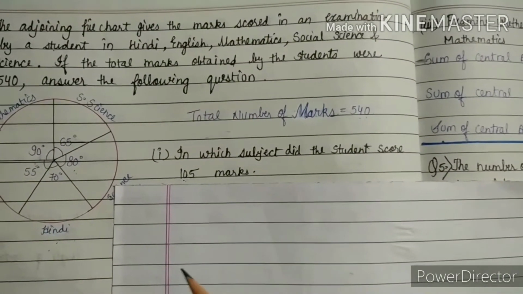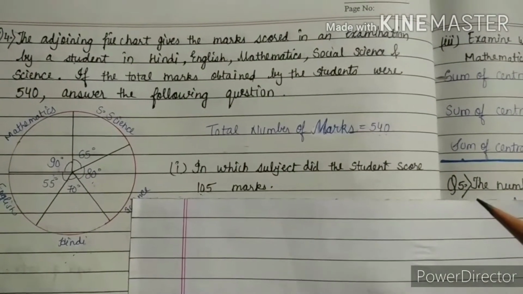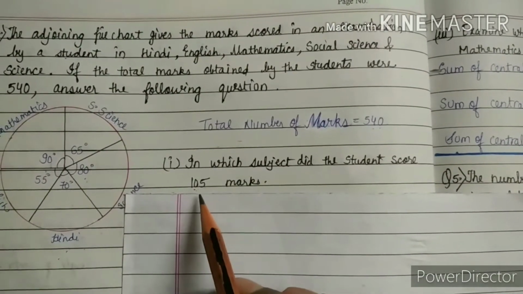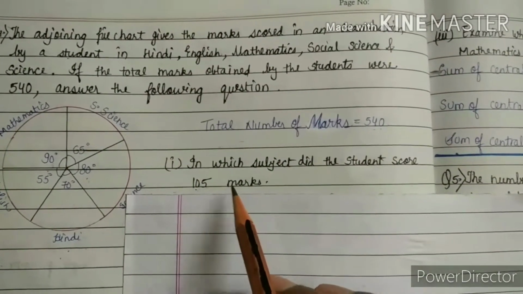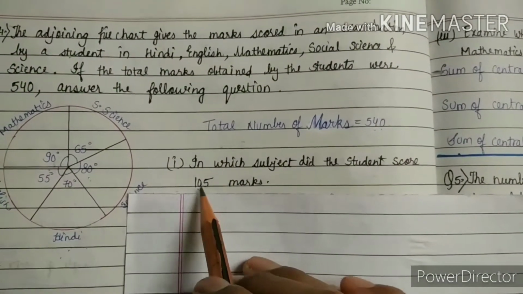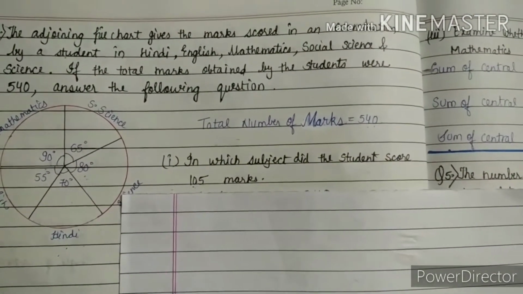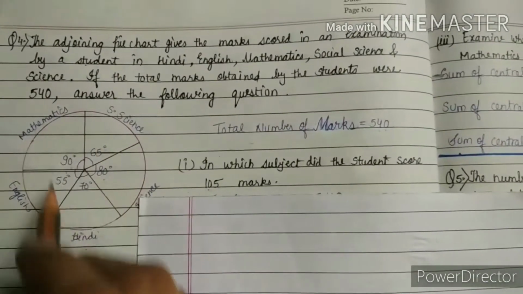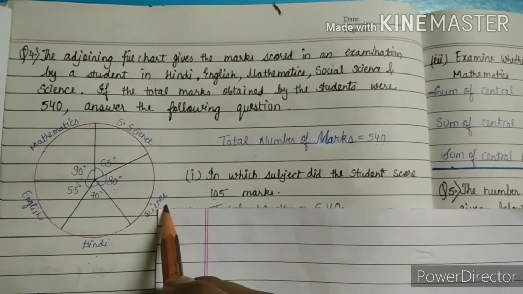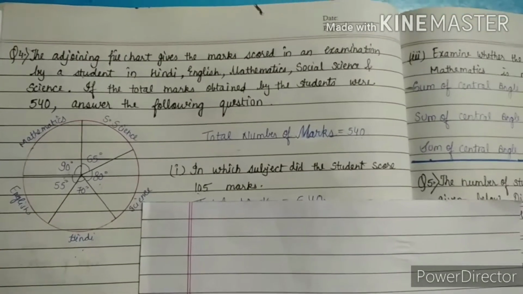In the previous questions 1, 2, 3, they gave us the angle or something else. But in this question they gave us the marks of 105 and ask which subject this 105 is the score of. So from 105 we will find the central angle, and we will match our answer to the pie chart. Like if our answer is 80 degrees, then 80 degrees is for Science, so Science is our answer. If our answer is 55 degrees, then our answer is English. Let's see how to do it.